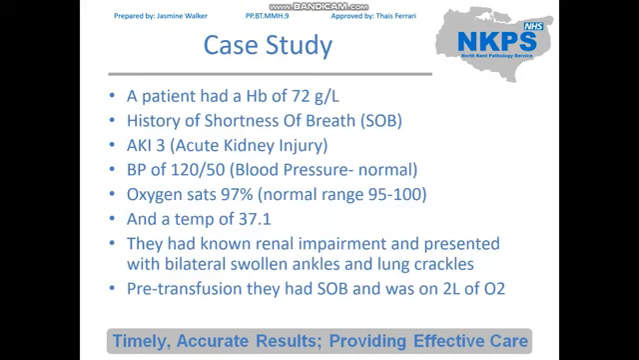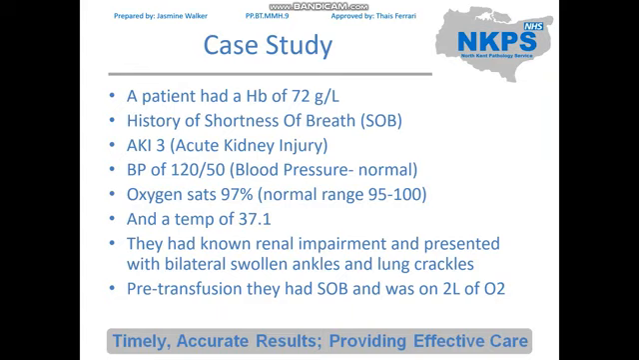Right, so we're going to move on to a case study, just a quick one. We had a patient present with a hemoglobin of 72. They had a history of shortness of breath and acute kidney injury. Their blood pressure was 120/50, which is a normal range, and their oxygen sats were 97, which again was within normal range. They had a temperature of 37.1.